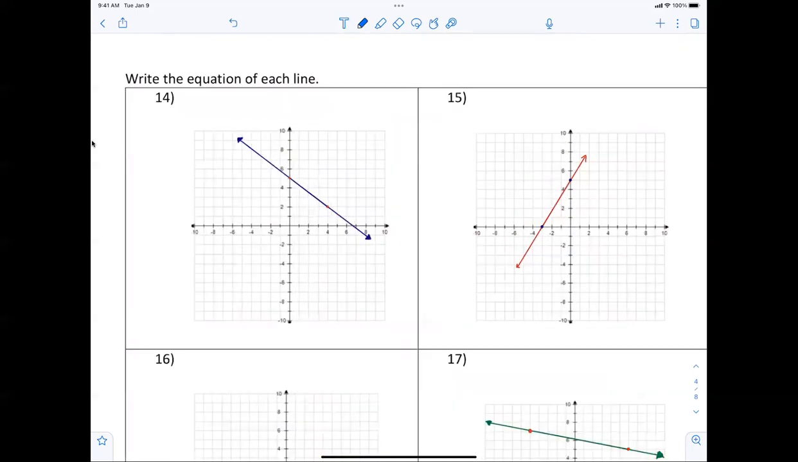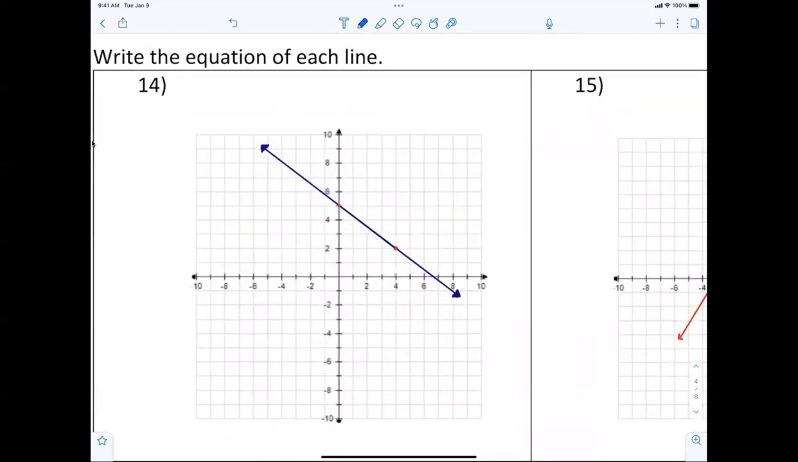First thing everybody needs to do is put down first step, y equals mx plus b. That's the first thing I want you to write down. Y equals mx plus b. Anybody have any issues with that?